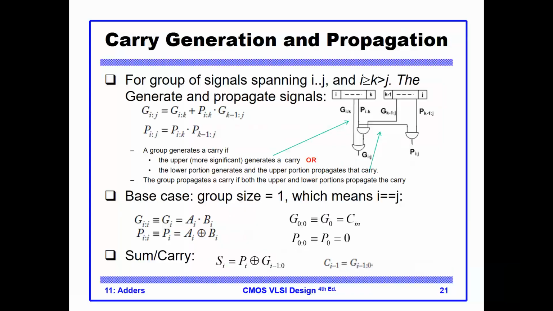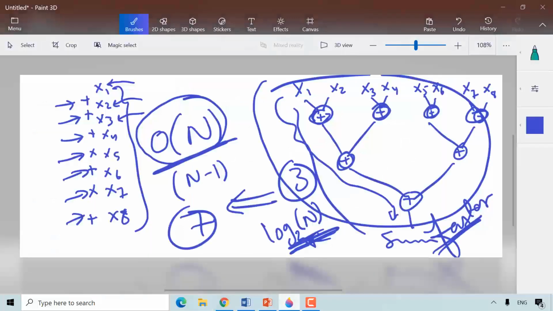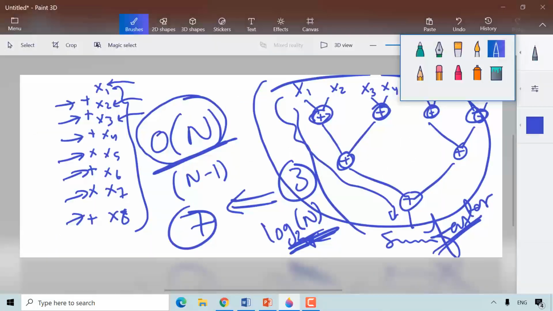The group propagate is a new expression that we will define, along with group generate. We have defined propagate and generate terms for just a single bit, and now we're going to talk about group propagate for multiple bits, not just a single bit. So now let's go to the whiteboard and have a quick discussion to illustrate some of the points.